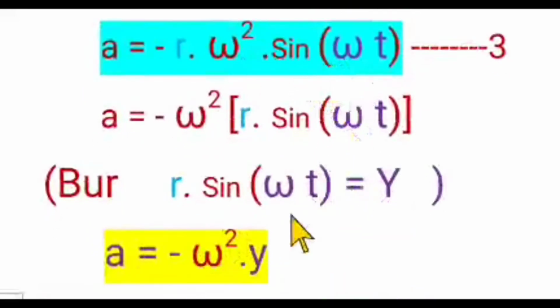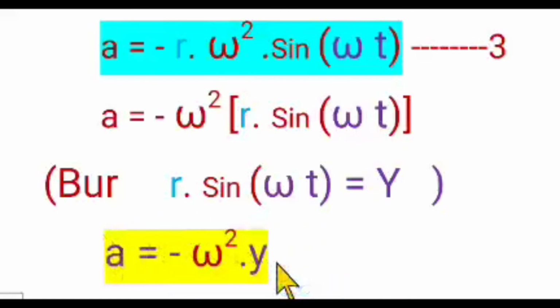Now it can be written as A equal to minus omega square into y. This is also the equation for acceleration. If you compare this equation with the general equation of simple harmonic motion, the general equation is A equal to minus kx. Here also we have A equal to minus omega square y. That means acceleration is there, the minus sign is there, and x is the displacement, and y is the displacement. Only omega square is treated as a constant. So A equal to minus ky here. So this is representing simple harmonic motion.